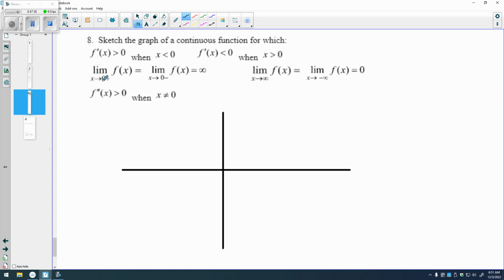All right, let's look at this. As x goes to 0 from the right, my function goes to infinity. As x goes to 0 from the left, my function goes to infinity. So yep, now what I drew is right. So I know it goes to infinity here, and it goes to infinity here. When x goes to infinity, or negative infinity, it goes to 0.